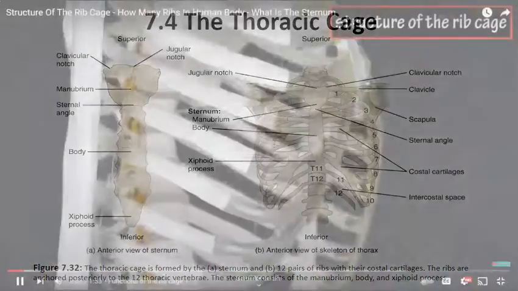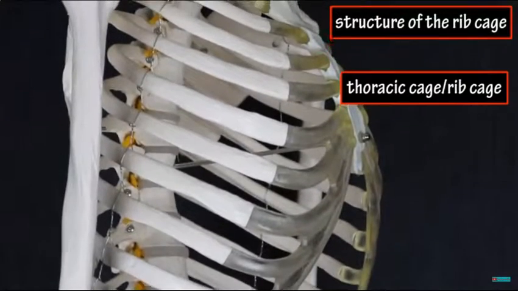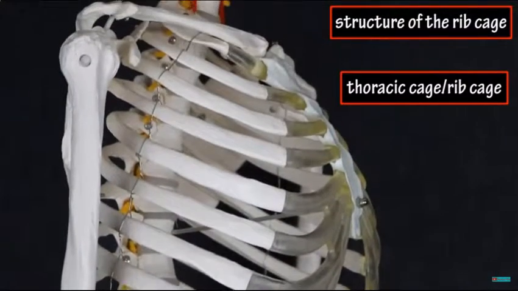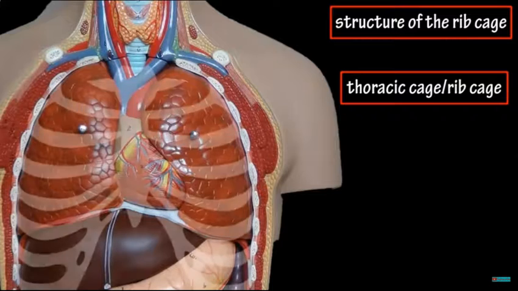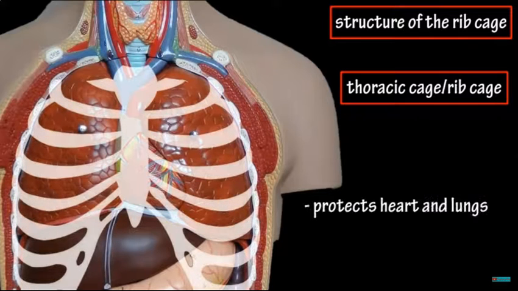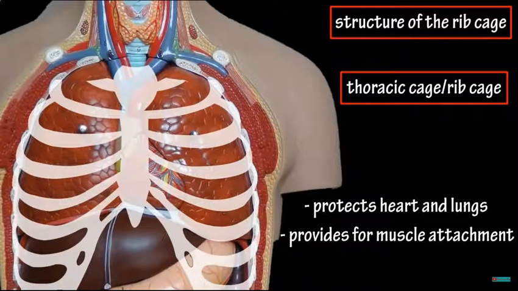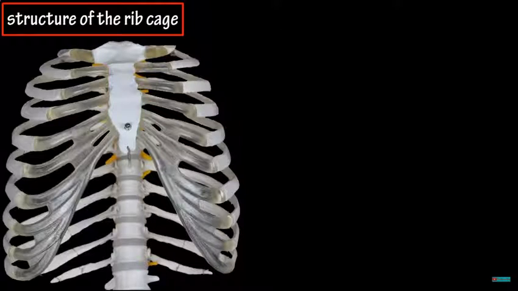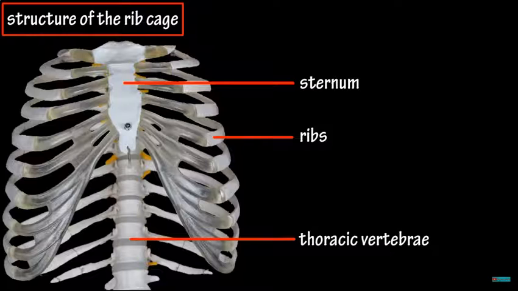In your body, the framework of the chest is called the thoracic cage, or in common terminology, the rib cage. Its design functions to protect vital organs, such as your heart and lungs, and also provides points of attachment for many muscles. The thoracic or rib cage is comprised of three main parts: the sternum, the ribs, and the thoracic vertebrae.